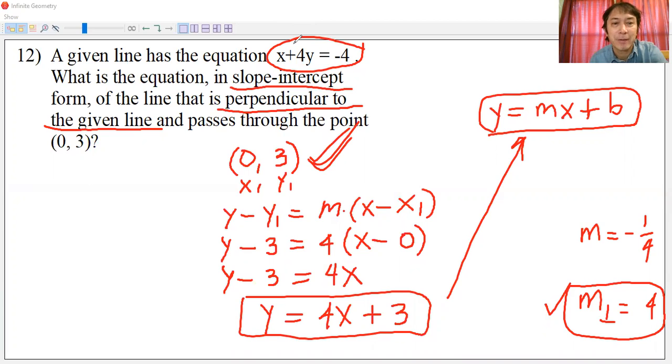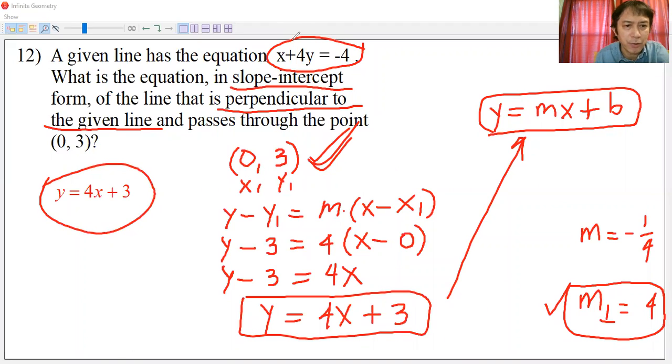Slope-intercept form is the required format, and let us see the answer. It's over here: y is equal to 4x plus 3. So we're correct up to the last number.